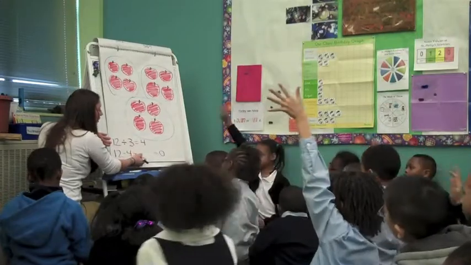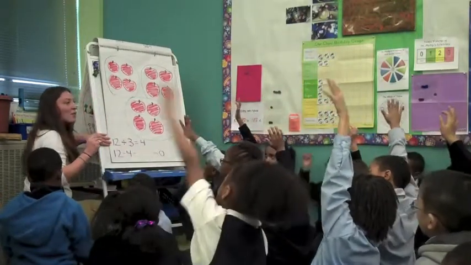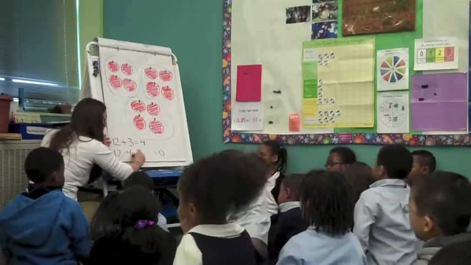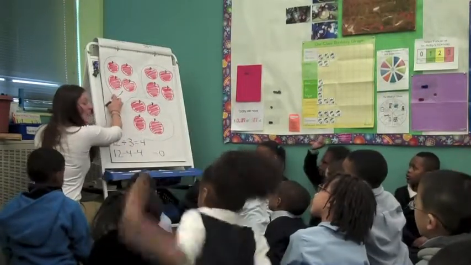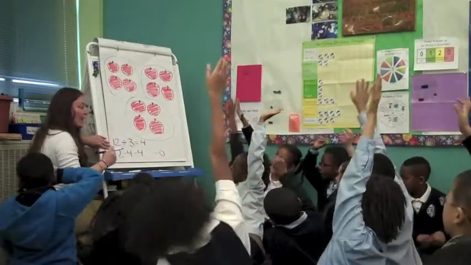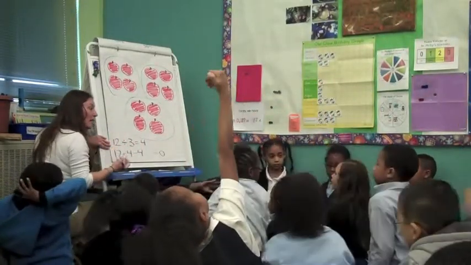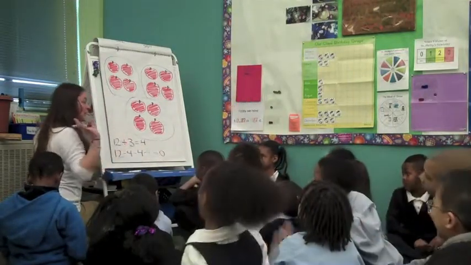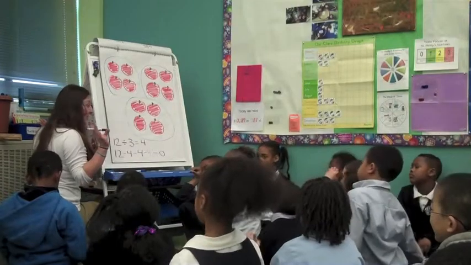Then I took another group away. How many did I take away that time, Dominic? 4. So I took this one away second. Then I took the last group away. How many did I take away that time? 4. And that left me with 0. I didn't have any left.